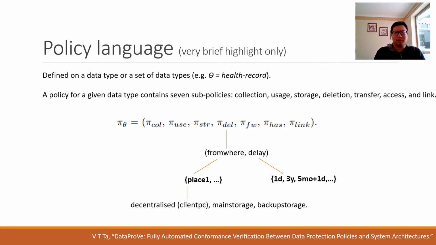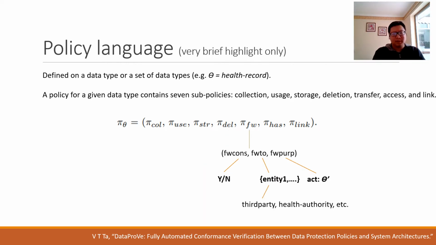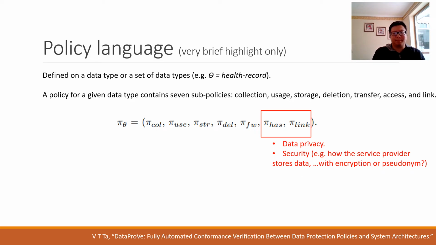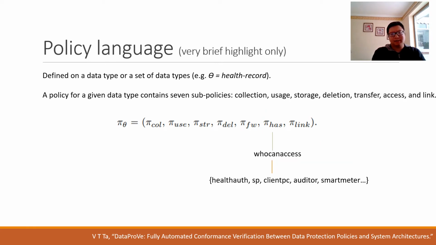The deletion policy includes the specification of the location from where the data can be deleted and the numerical deletion delay. In our paper, we only consider numerical delay. The transfer policy also includes a set of entities to whom the data of this type can be transferred, such as third party, health authority, and so on. And then the last two sub-policies address data privacy and security requirements. The data access policy defines a set of entities that can access or can have the data of this type.